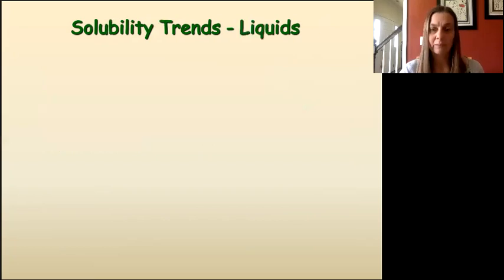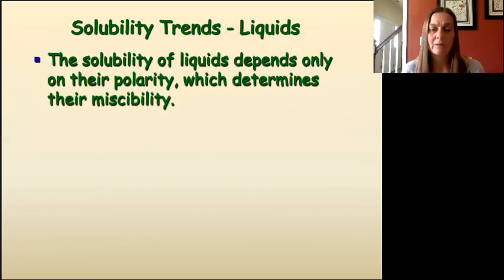When it comes to liquids, solubility is only going to depend on polarity. So it's not dependent on temperature or stirring or surface area or any of that. If they have the same polarity, they're going to be able to mix. We call that miscible, and they're going to be soluble in one another.